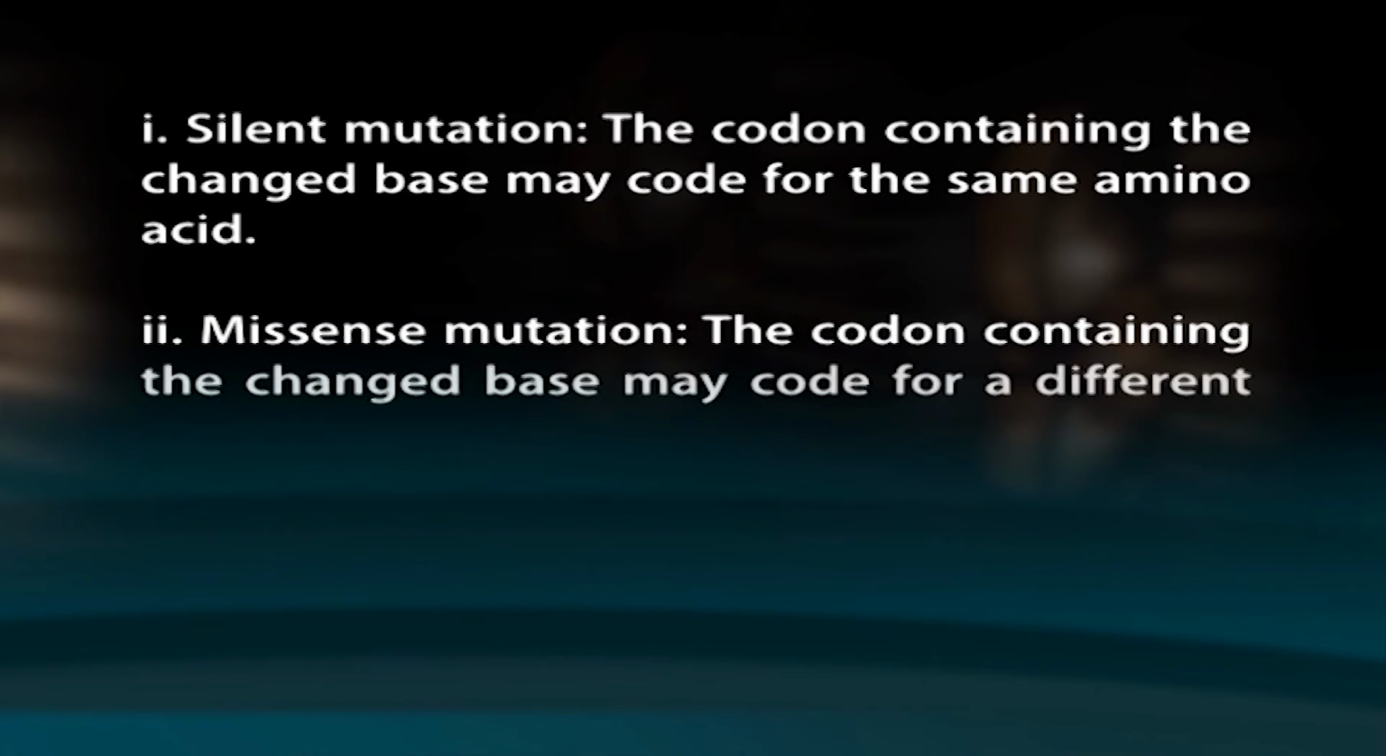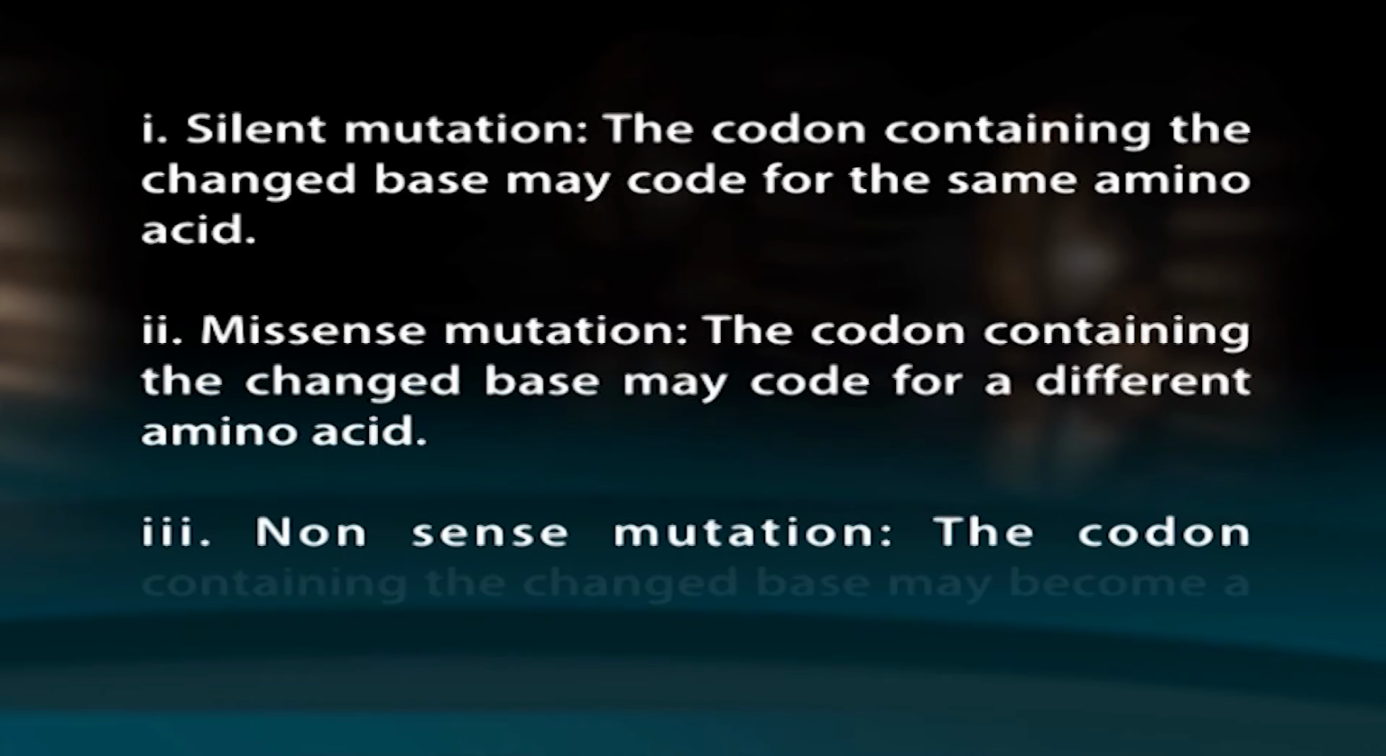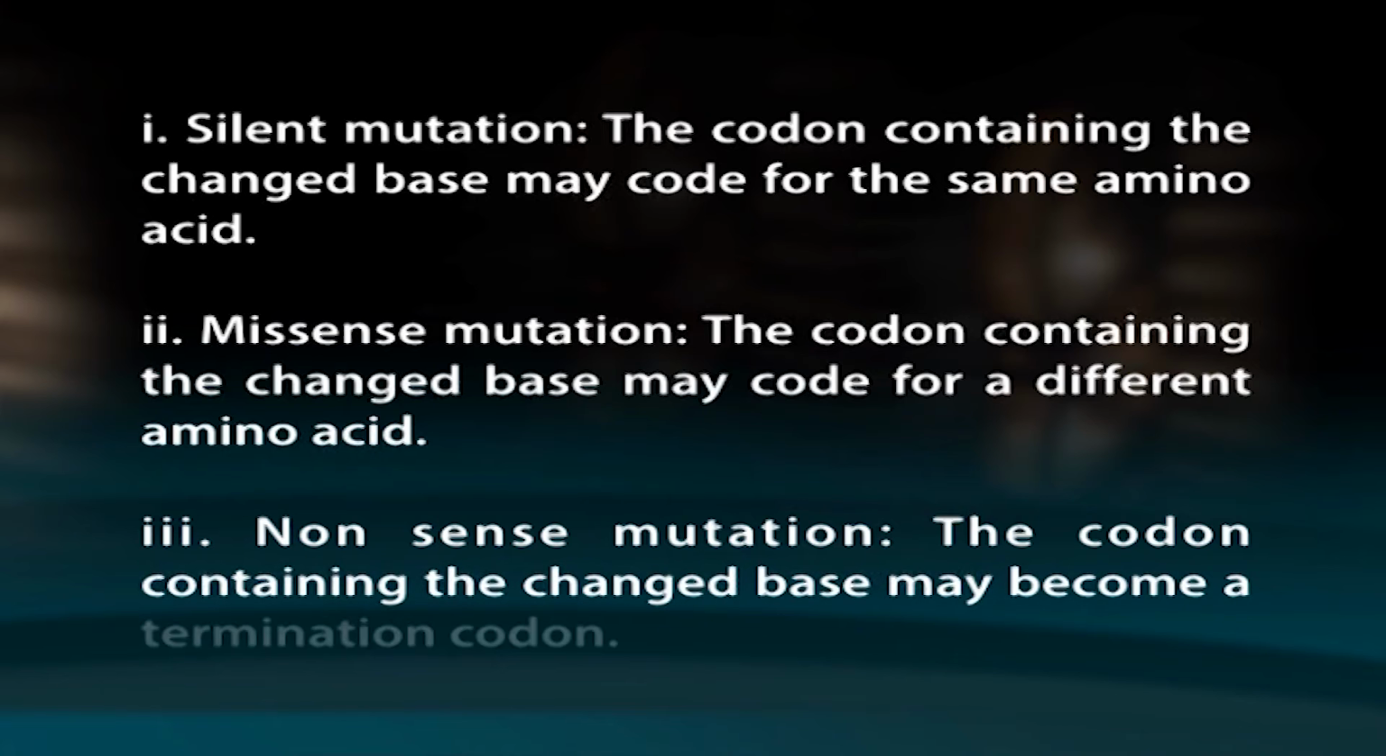Second one is missense mutation. The codon containing the changed base may code for a different amino acid. The third one is nonsense mutation. The codon containing the changed base may become a termination codon.